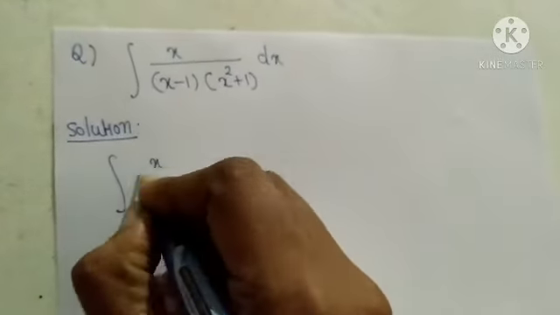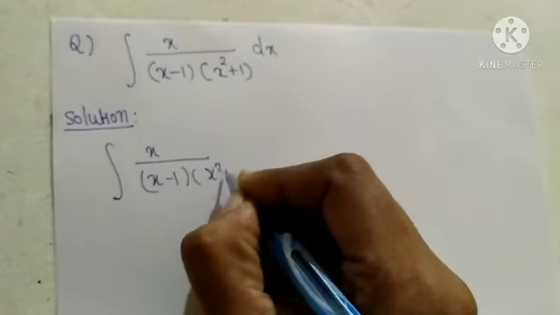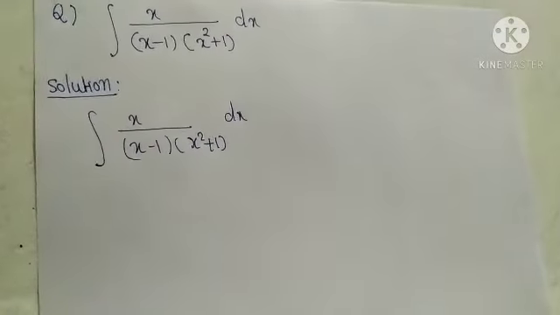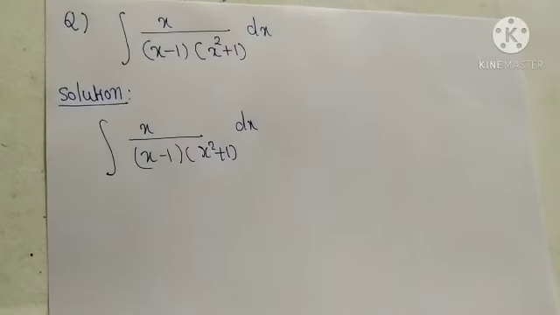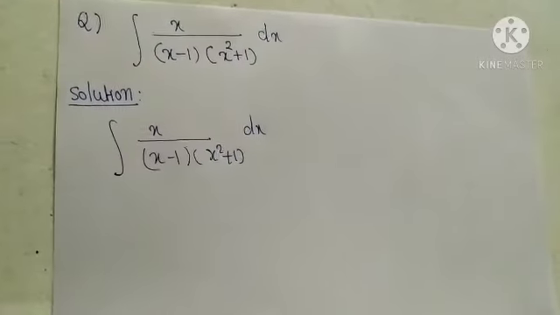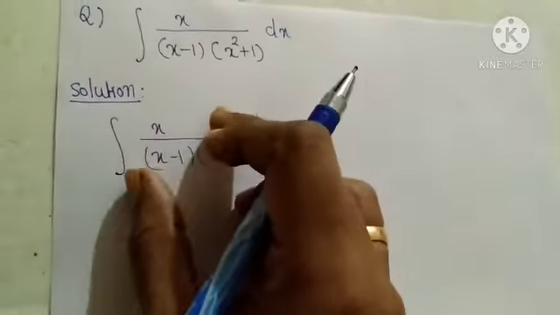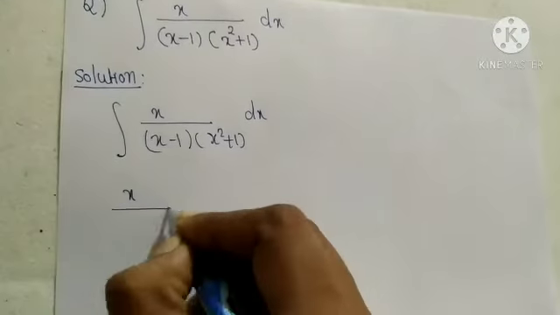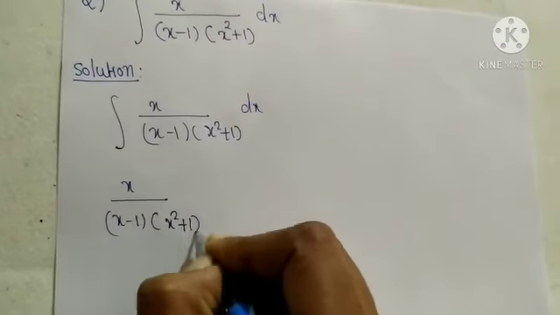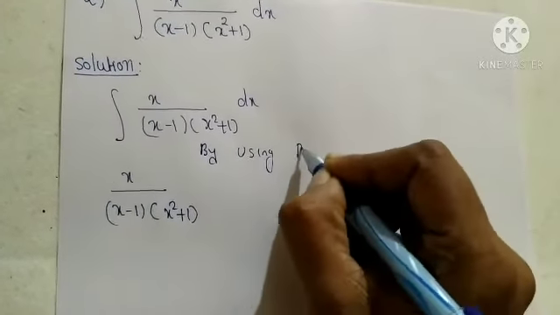Our question is the integral x divided by (x minus 1) into (x square plus 1) dx. So this is in the form of using partial fractions. So this is in the fifth form, right? So I'm taking this term only, that is x divided by (x minus 1) into (x square plus 1), by using partial fractions.